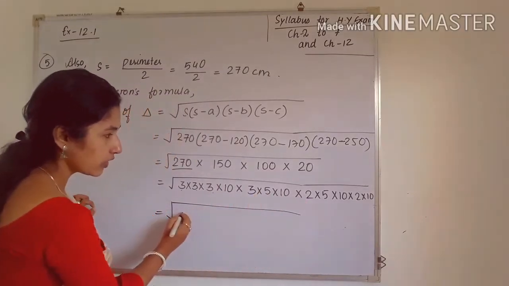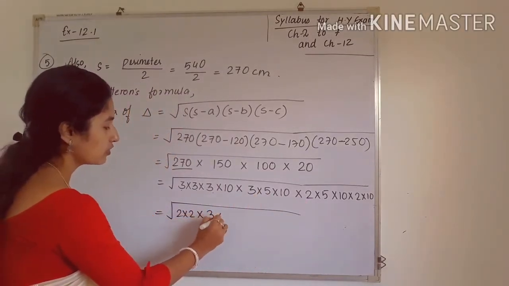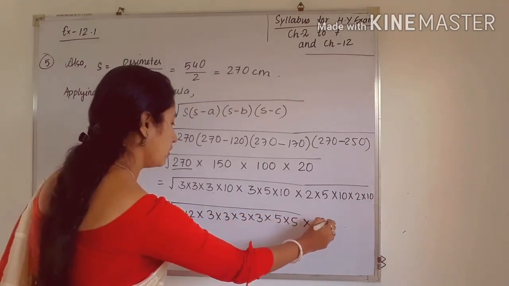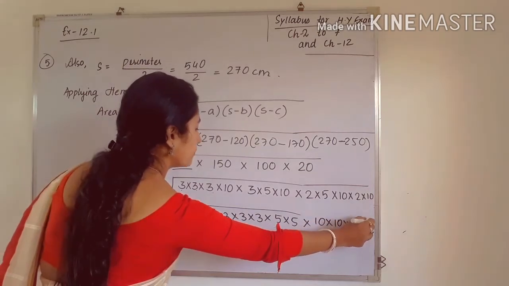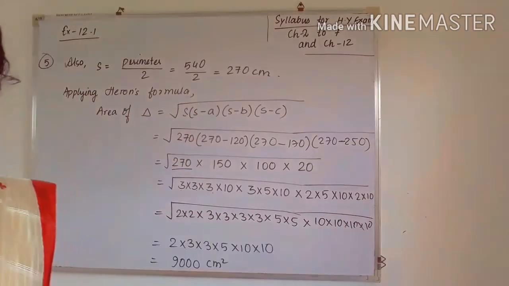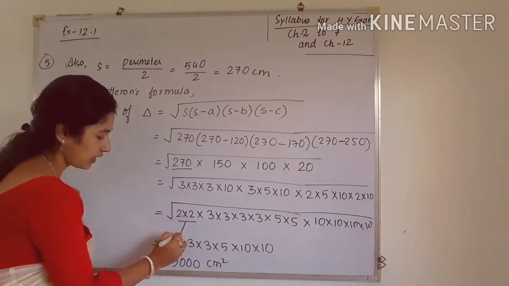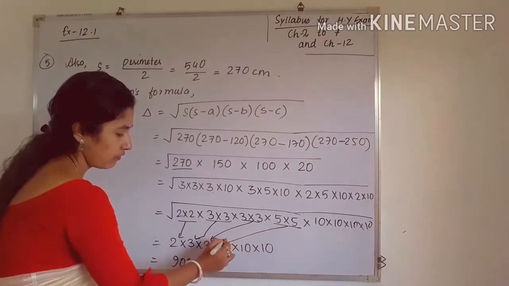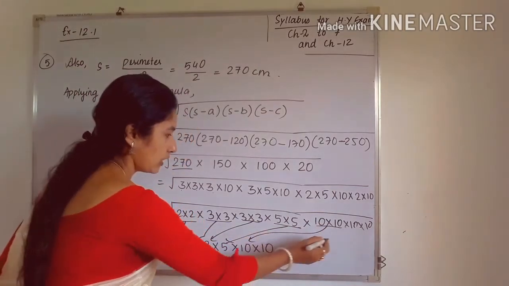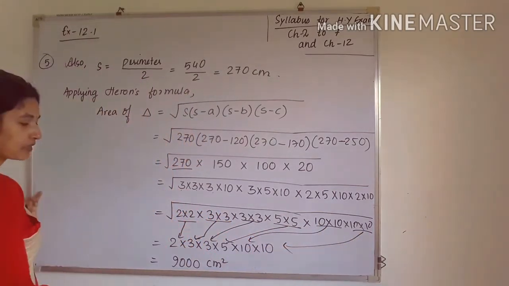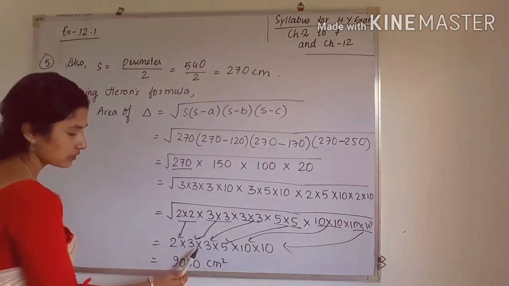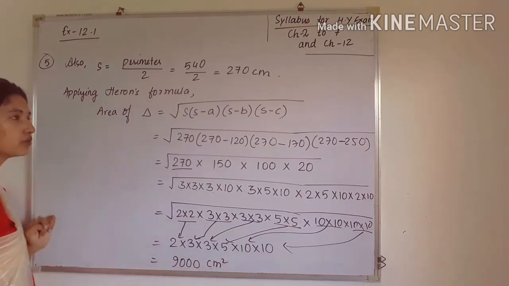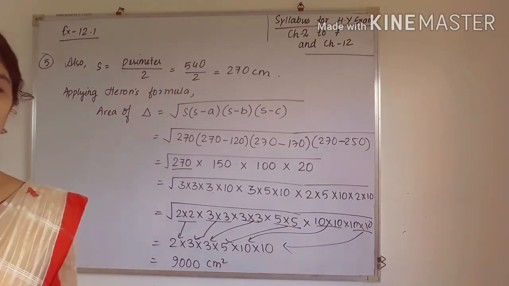So here first of all we will collect 2. So 2 into 2, next 3 into 3 into 3 into 3, next 5 into 5, next 10 into 10 into 10 into 10. Okay. So see, from this one we can take out 1 2, from this 1 3, from this 1 3, from this 1 5, then from this we can take 10 and from this again 10. Okay. So see, we can calculate this one. 2 3s are 6, 6 3s are 18, 18 5s are 90. 90 and this is 100. So 90 into 100 will be 9000. So finally the area is 9000 centimeter square.